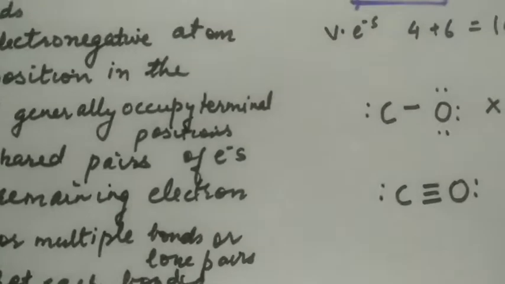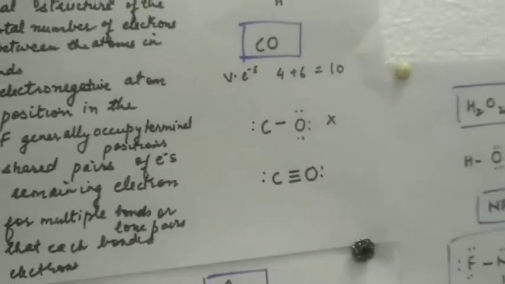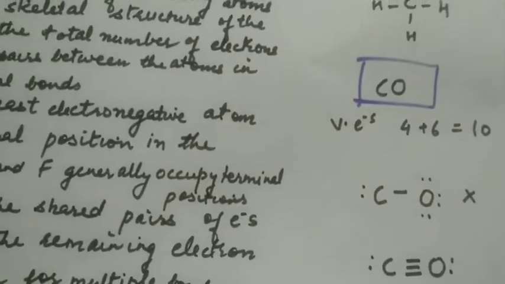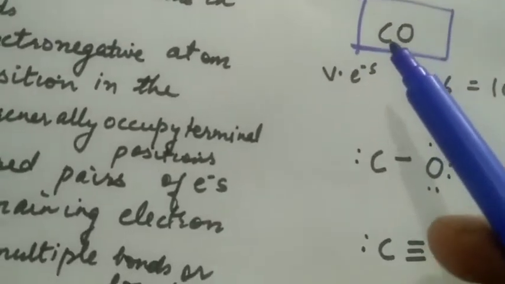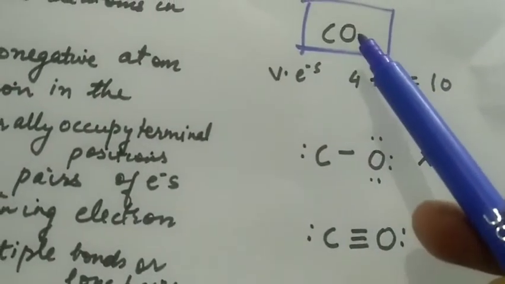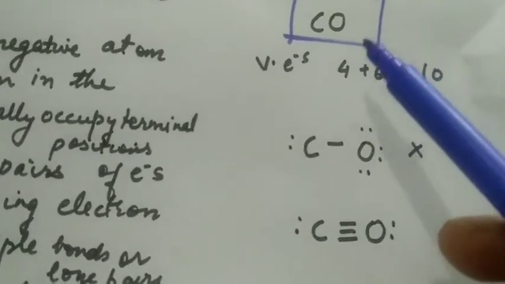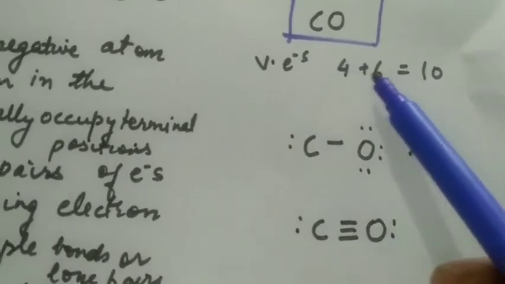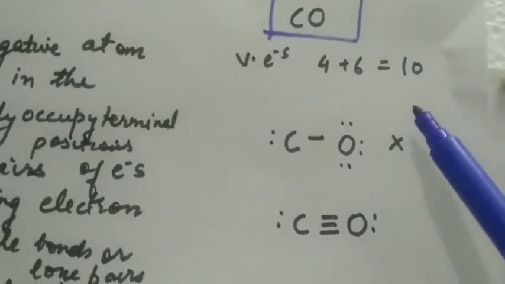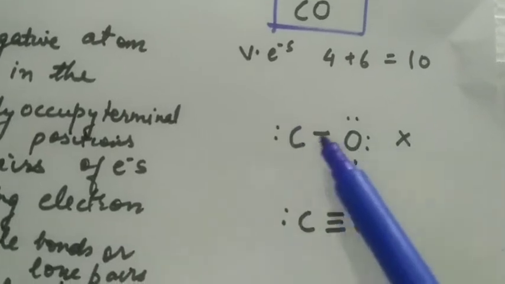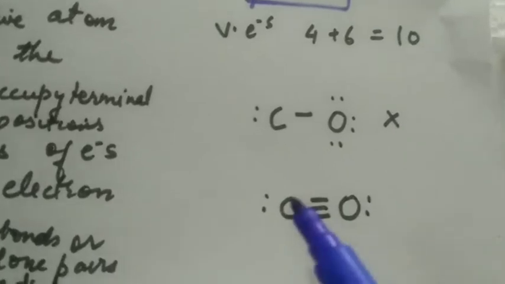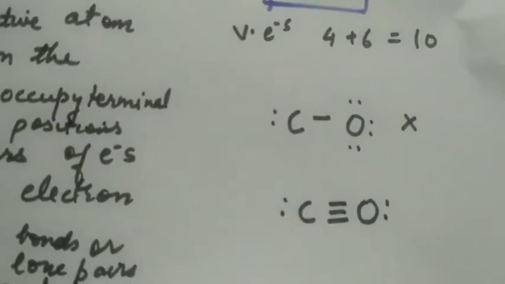For example, for carbon monoxide, let us first calculate the number of valence electrons. For carbon, the number of valence electrons is 4. For oxygen, 6. Configuration of oxygen is 2, 6. So 6 in the outermost shell, and then the total sum of the electrons is 10. Now you have to distribute 10 electrons between the carbon and oxygen atoms in such a way that both the atoms have a complete octet.